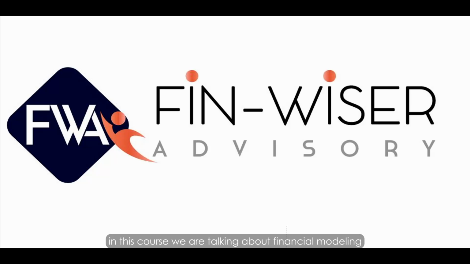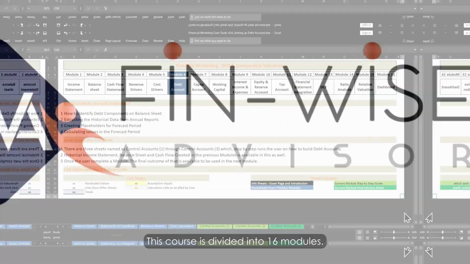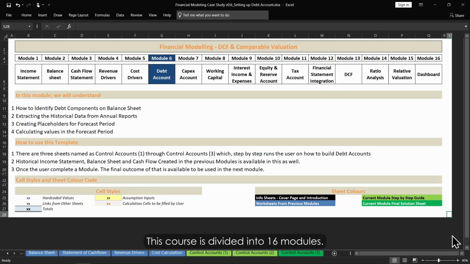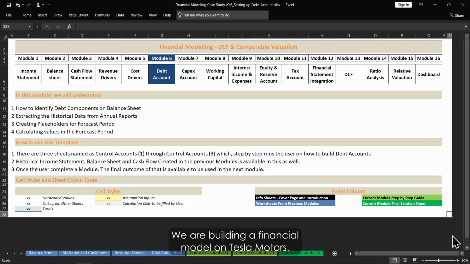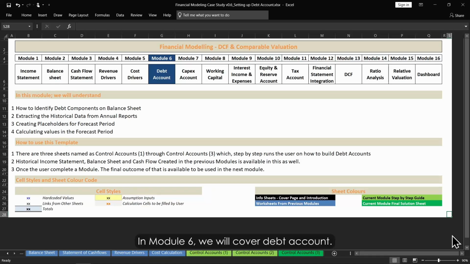In this course, we are talking about financial modeling, DCF and comparable valuation. This course is divided into 16 modules. We are building a financial model on Tesla Motors. In Module 6, we will cover debt account.